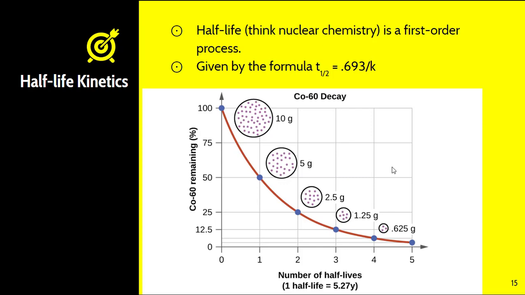Also notice the graph. The graph is kind of like a parabola almost. It's a curved line. It's not linear. If we were to take the y-axis and do the natural log of this, then you would get a straight line because half-life is based on a natural log scale.